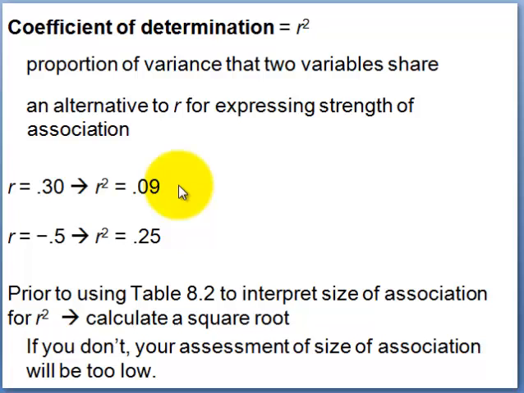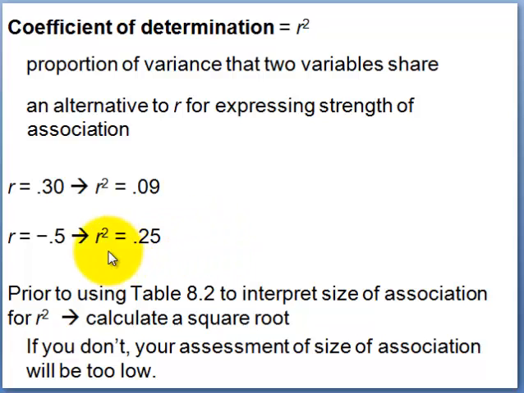But suppose that a test question were to query which value conveys the stronger relationship between two numeric variables, an r of 0.3 or an r squared of 0.09. The answer would be, well, these two are conveying the same size of association, the same strength of association. They're just different ways of expressing strength of association.